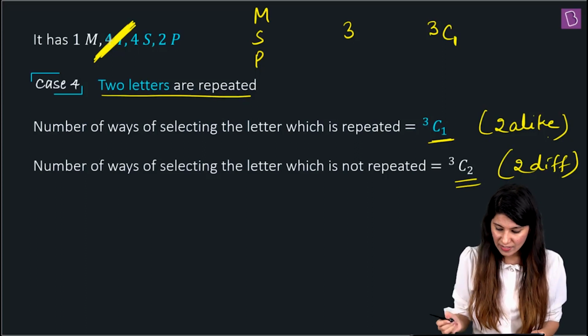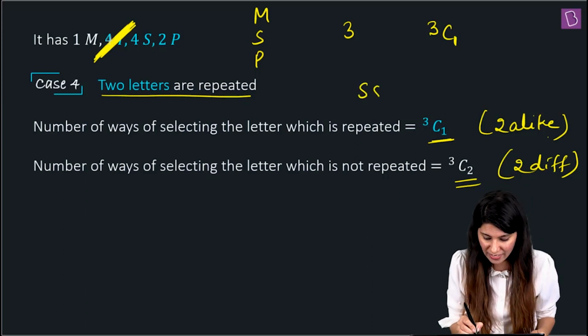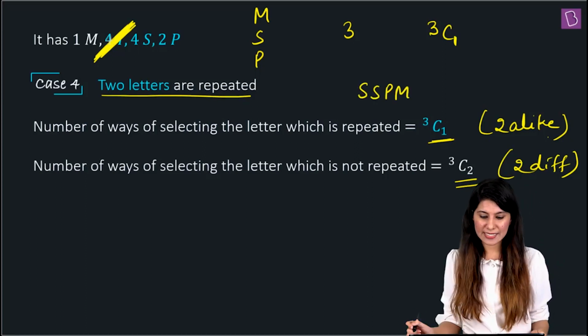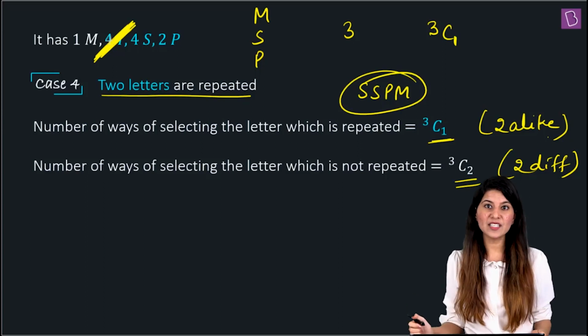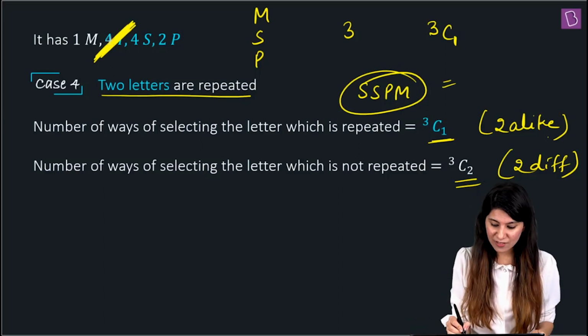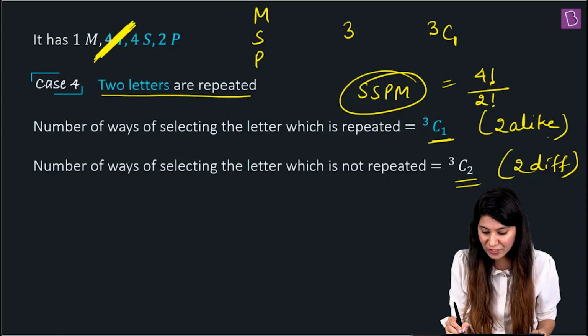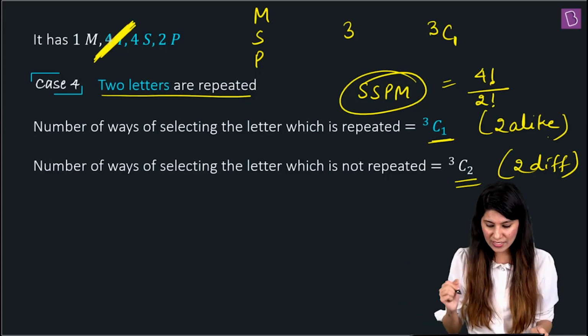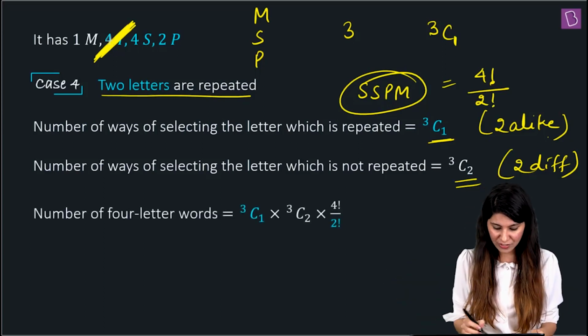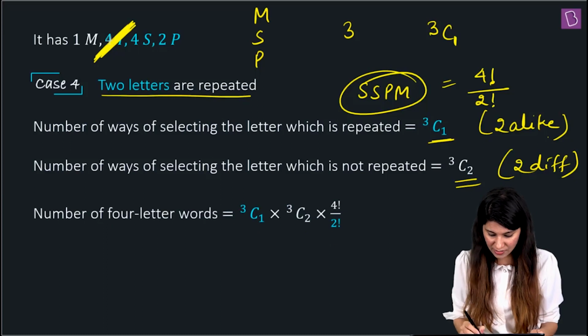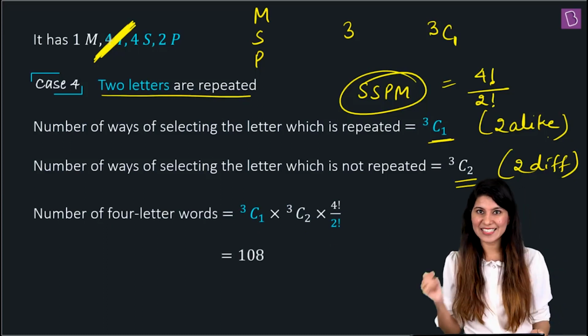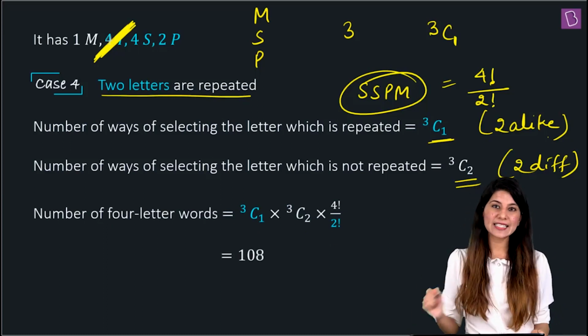Now you have, for example, what do you have? SSPM, right? This was the example. Now you need to arrange this pattern. This pattern can be arranged in 4 factorial by 2 factorial, just that. Okay, so 3C1, 3C2, 4 factorial by 2 factorial would be your answer. If you solve this, you'll get 108. Okay, this is case number 4.